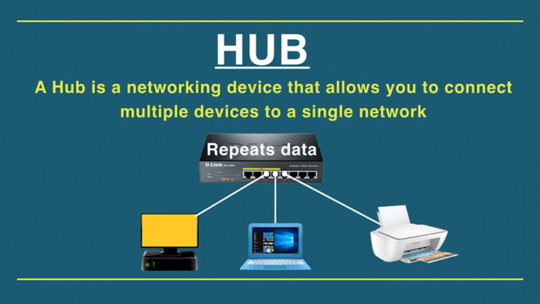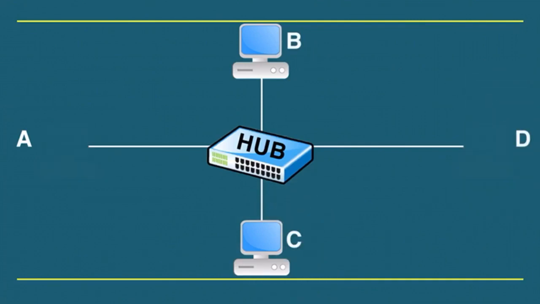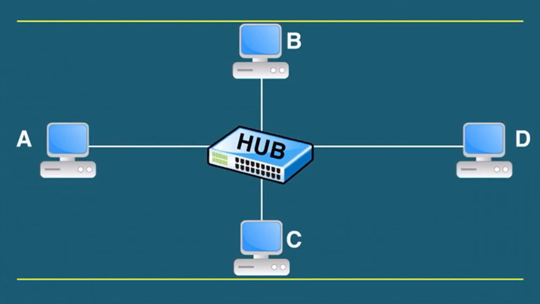Let's understand with an example. Suppose there are 4 computers A, B, C and D. All are connected to a hub. Computer A wants to send a message to computer D. So when computer A sends a message to computer D, B and C will also receive a message, even though the message was not for them. Computer D that was meant to receive the message will only respond. All other computers will simply ignore unnecessary traffic.